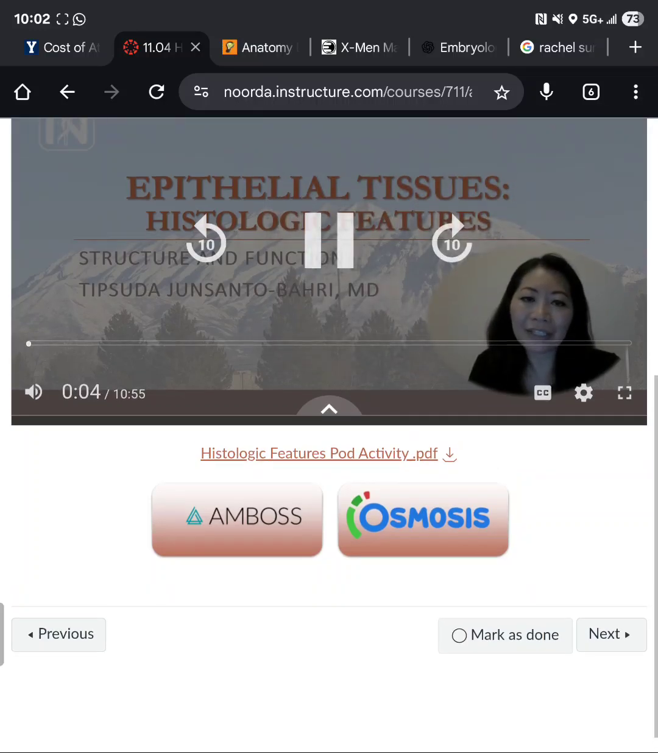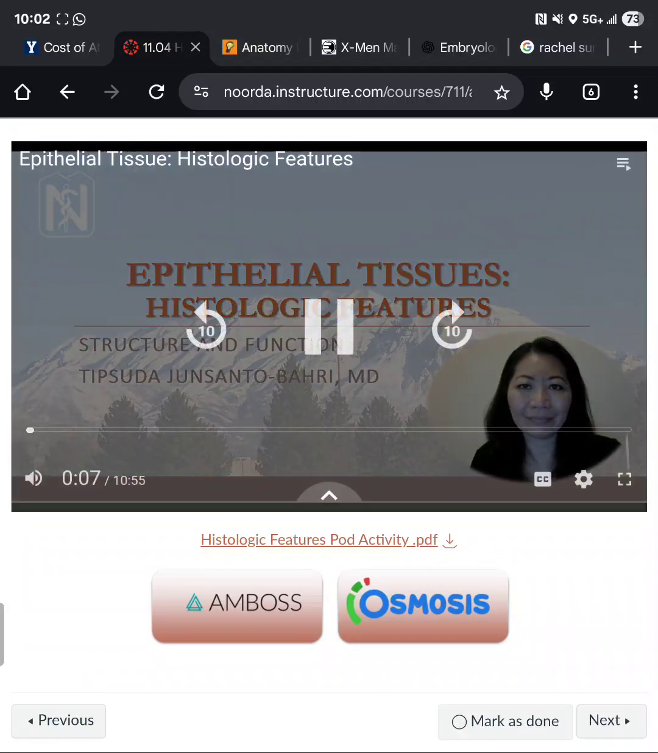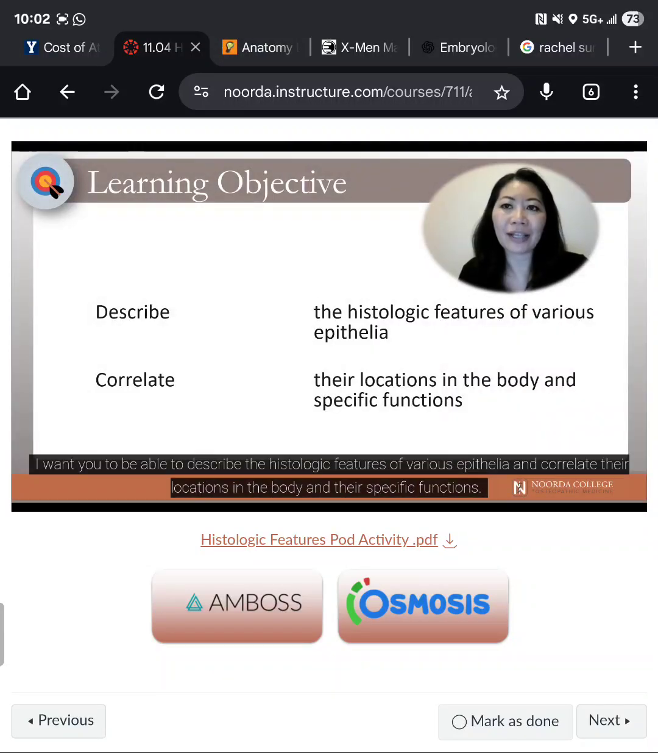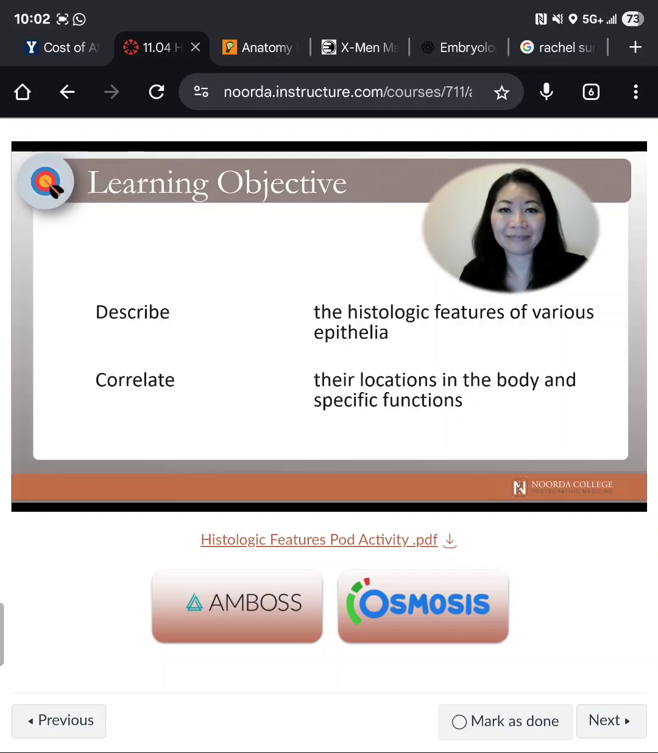We're going to talk about epithelial tissues and their histologic features. For the learning objectives, I want you to be able to describe the histologic features of various epithelia and correlate their locations in the body and their specific functions.